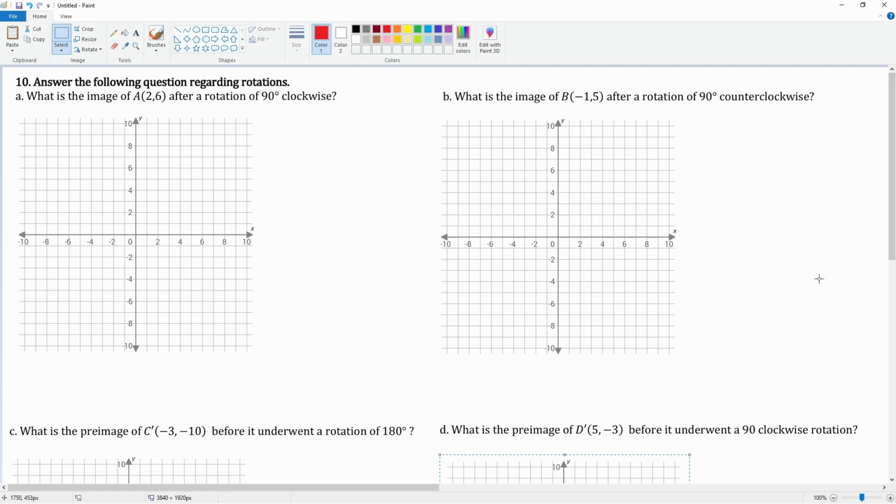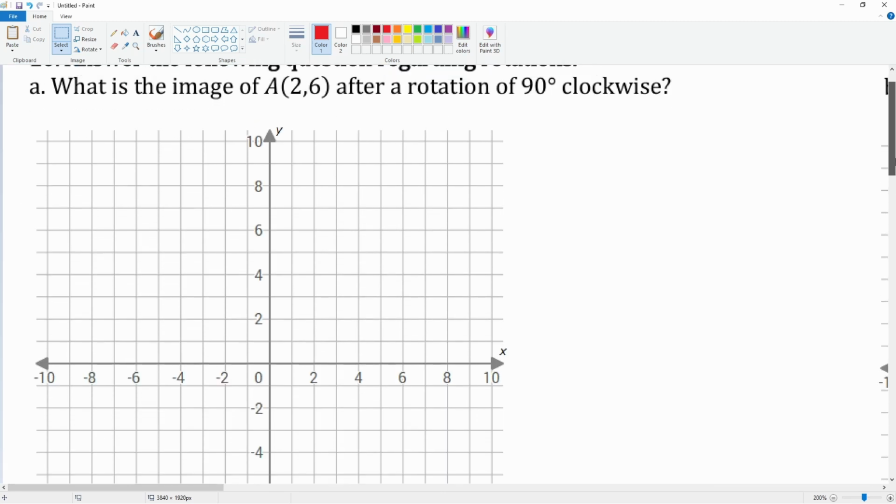So the first one, okay, it says it is an image of 2, 5 after a 90-degree clockwise rotation. So let's grab the point here. This is 2, 6 is right here. This is what A is, okay? So notice it's basically this is 2, and then let me grab a different color. So this is 2, then this is 6, and it is this triangle.